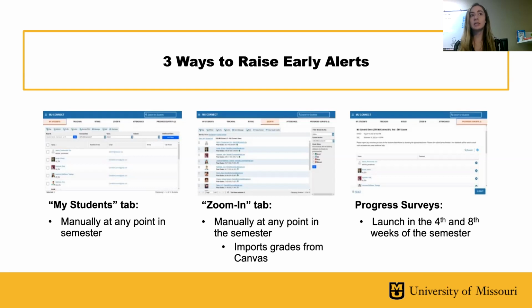We also have the Zoom In tab. This is also another manual way to raise flags. But the cool part about this tab is that it actually imports grades from Canvas. So you're able to filter by grades on a specific assignment and narrow down your search for maybe someone who will get a low exam score flag. And you can see students below a certain threshold and raise flags directly on those students.